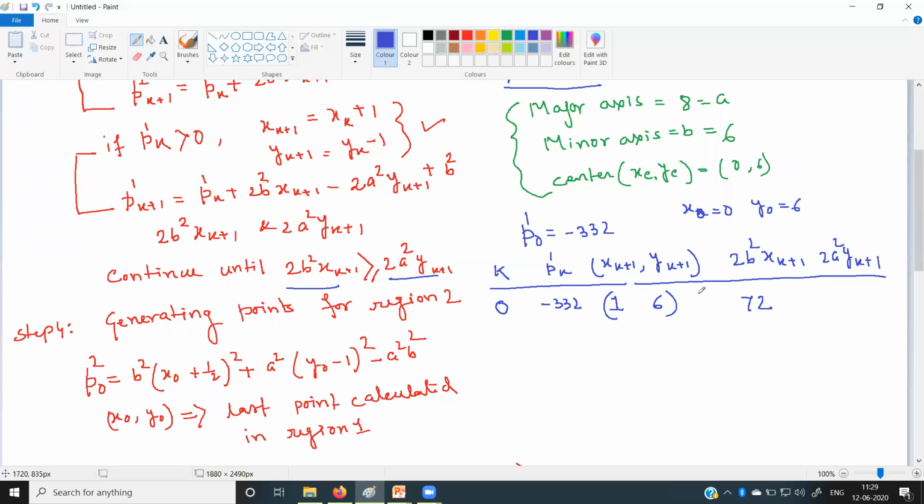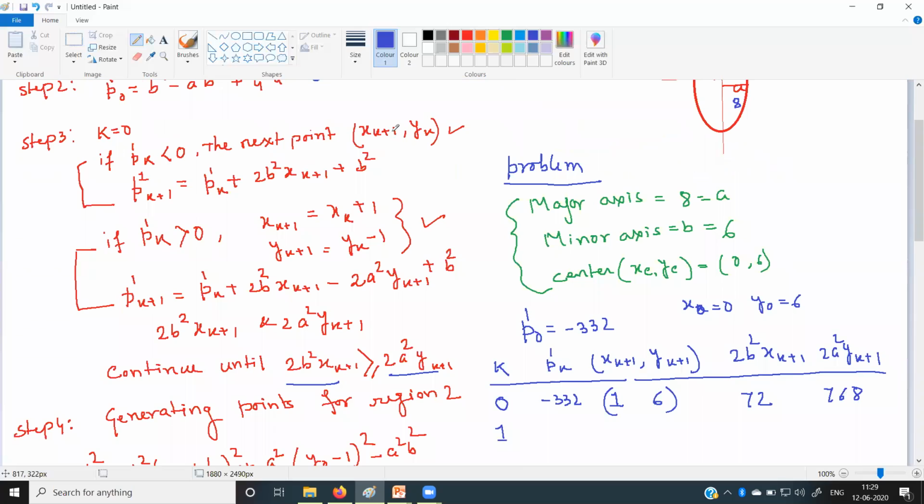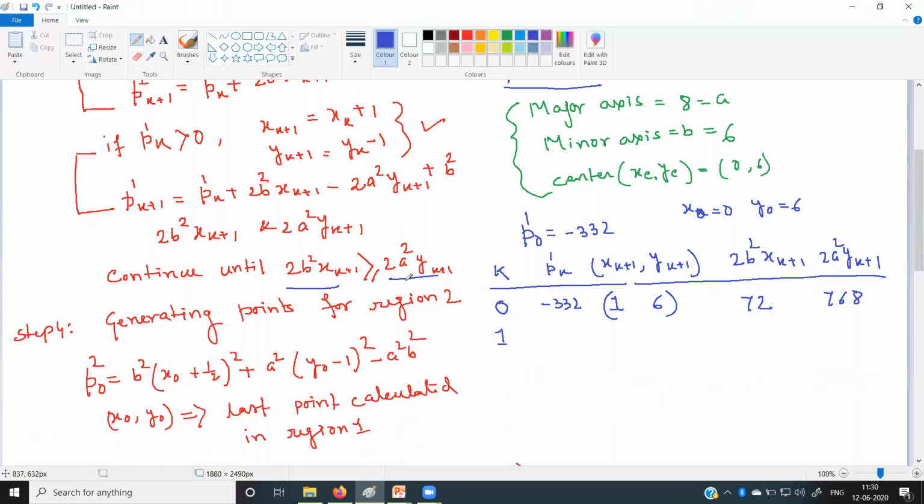128, the value of yk plus 1 is 6, so if you multiply 128 by 6, you will get the value 768. Fine. Now for the next iteration, that means iteration 1, based on those values, you have to compute, based on the value of xk plus 1 and yk, the p of k plus 1. If you compute p of k plus 1, what will you get? You will get minus 2 to 4. And then this point will be 2, 6.